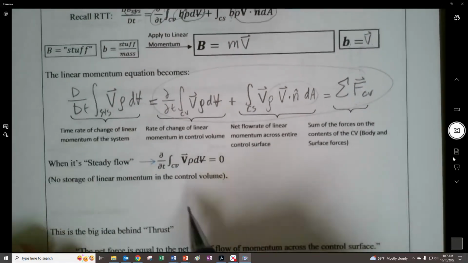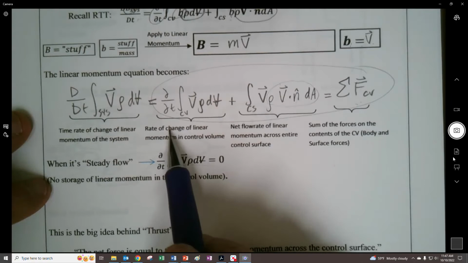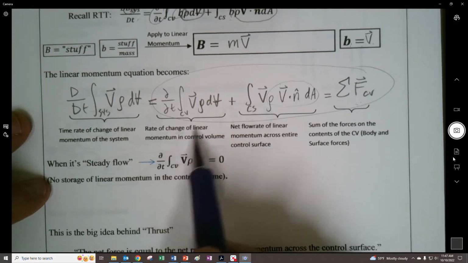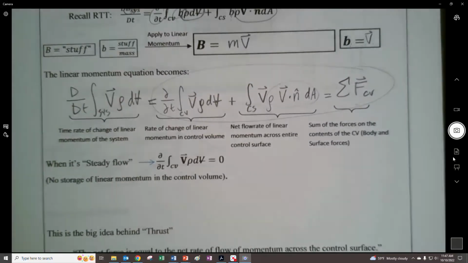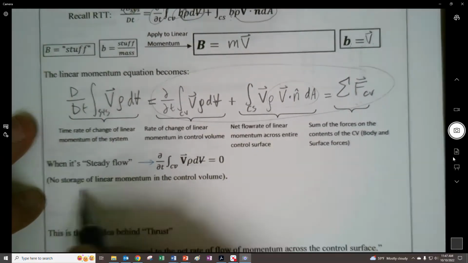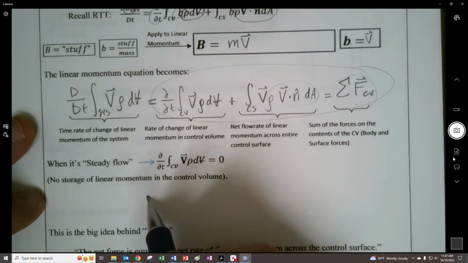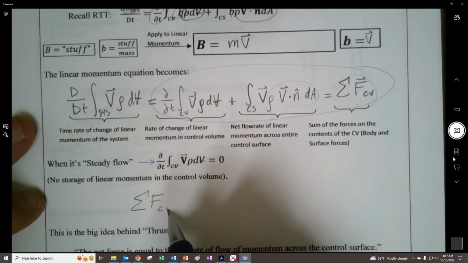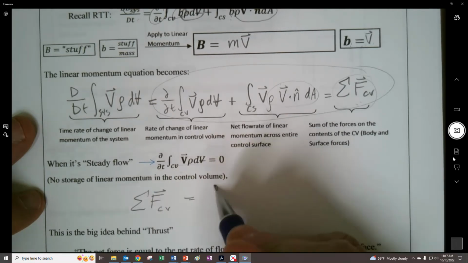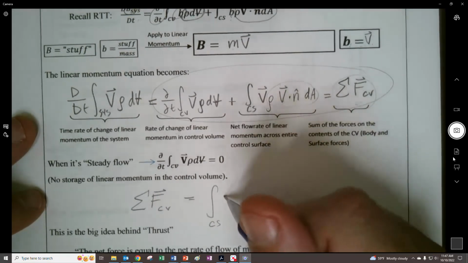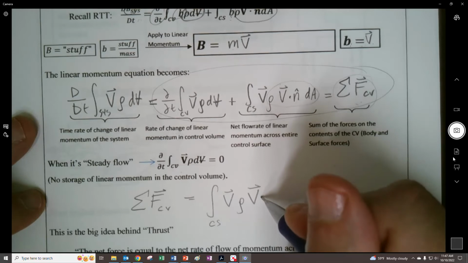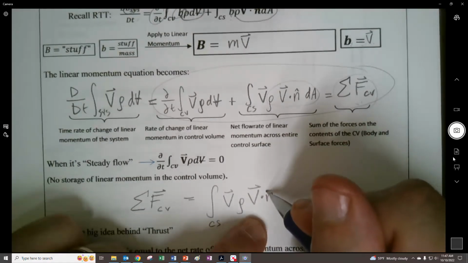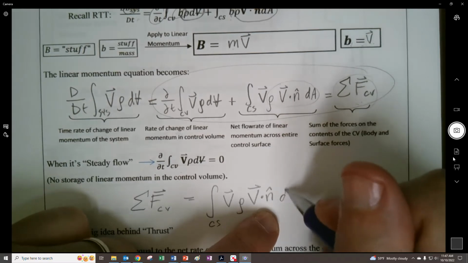We note that we often have a situation where we have steady flow. So in steady flow, there's not a change inside the control volume. That means at any given time, when it's steady flow, you can take a snapshot now, take a snapshot later, everything's going to be the same. So what we have here, I like to bring this over onto the left-hand side to say the sum of the forces on the control volume are going to be equal to the integral across all the control surfaces of the velocity times the density times the velocity dotted with that unit normal vector, dA.